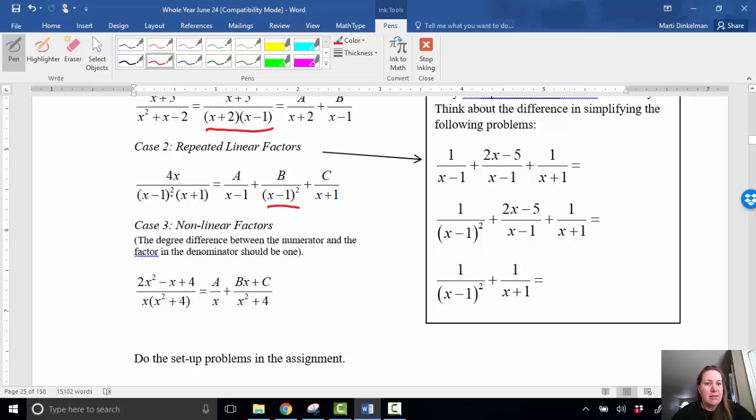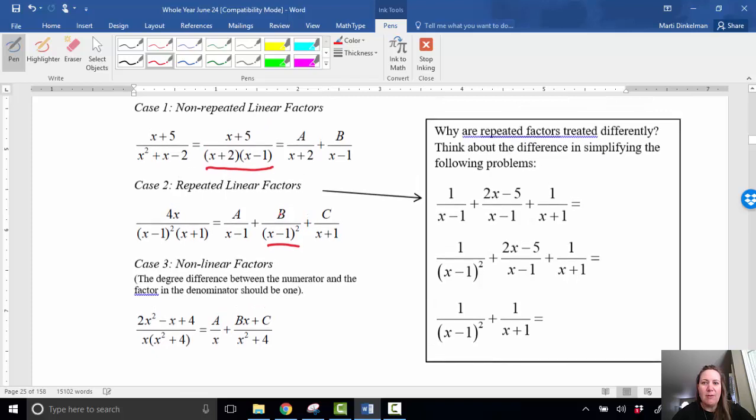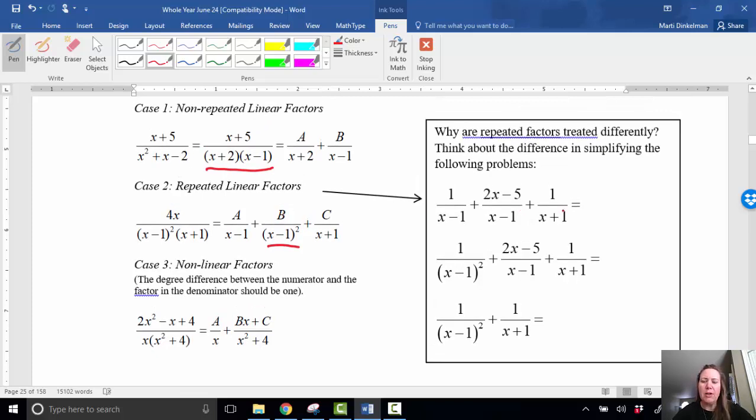If this were to be x minus 1 cubed, we would have another factor here that would have an x minus 1 cubed as well. And this is kind of the why. If we look over here in the box, if we think about what the common denominator would be for each of those, so let's just look at this first one. That common denominator, actually least common denominator, would just be x minus 1 times x plus 1. That would be what goes in the denominator. So that's not what we have over here with this 4x on the top. We have an x minus 1 squared.